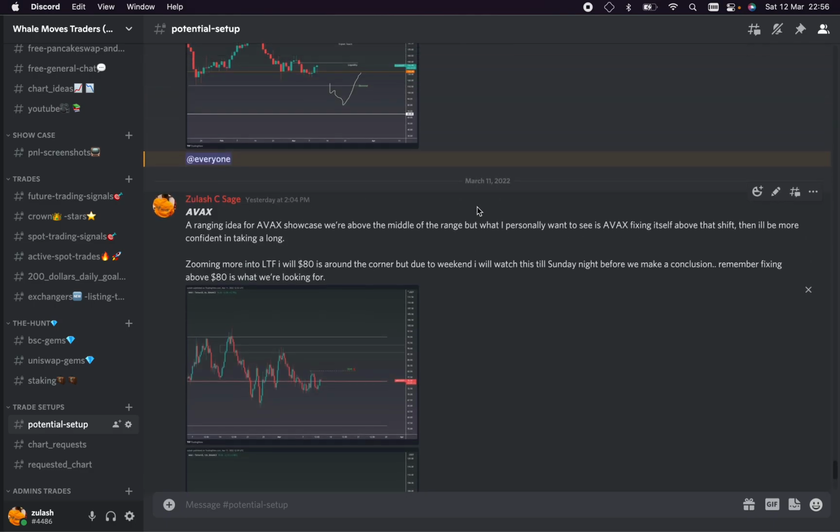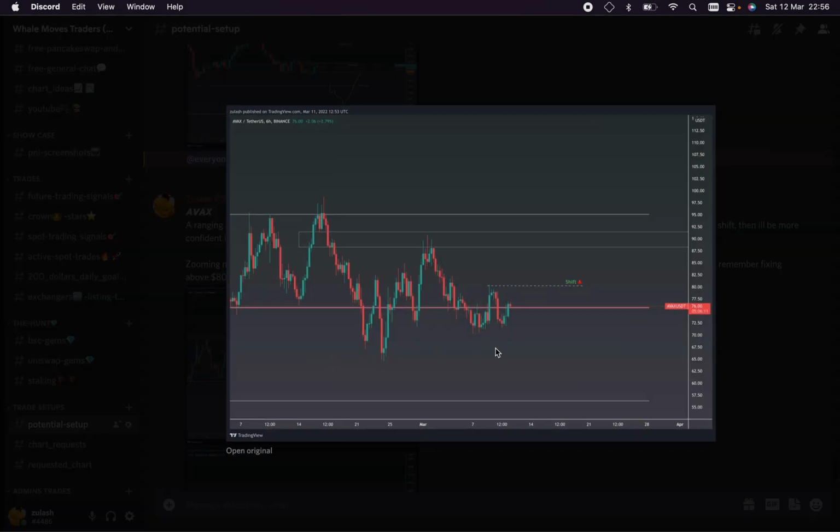And the next one, I think, is Avax. The same thing, just like Rune. You need to have a daily close above this, I think let's say $80, in order to enter the signal to trade it all the way to 88 to 92.